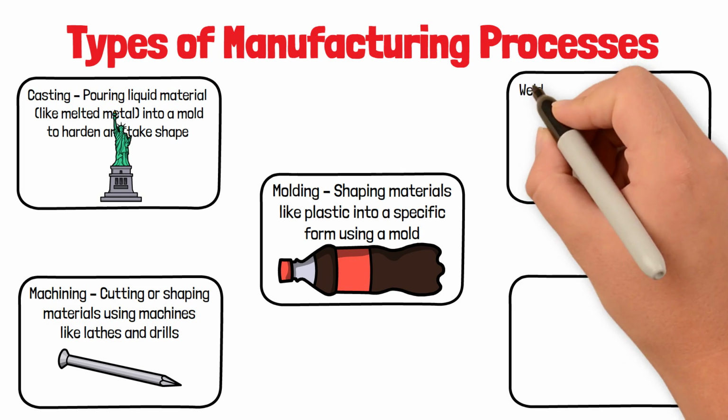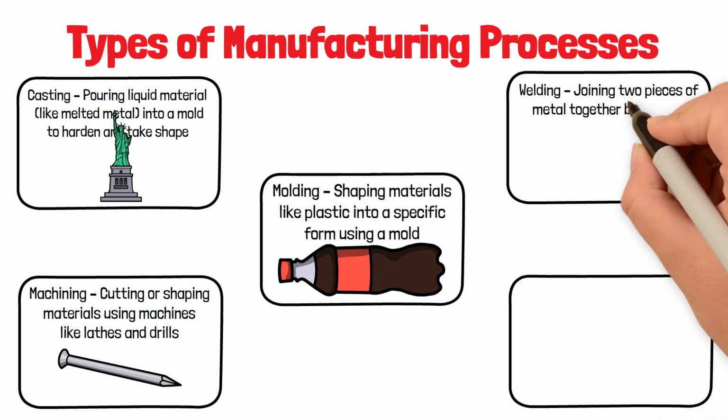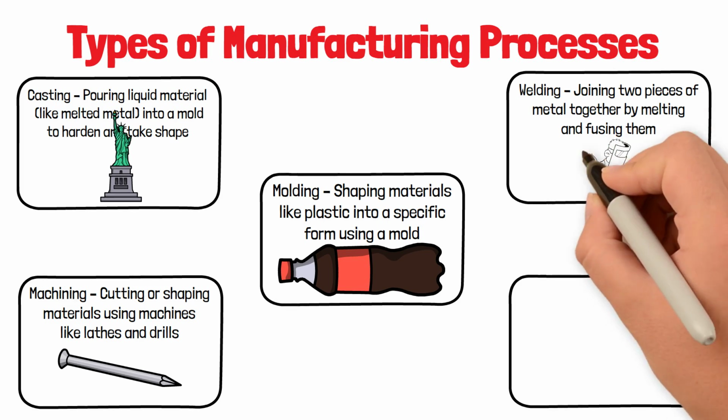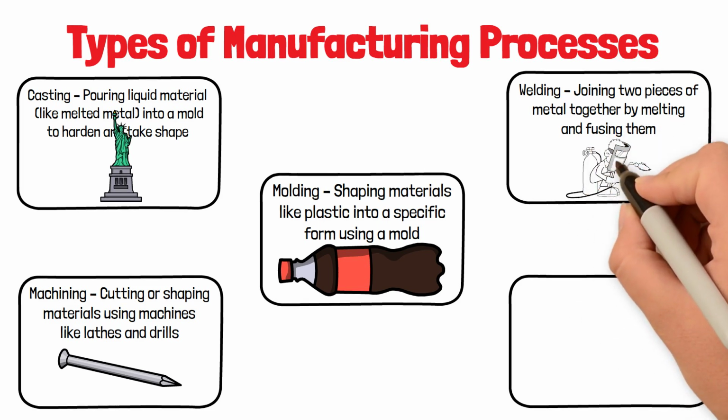Welding: joining two pieces of metal together by melting and fusing them. Example, making cars. Welding joins parts of the car together to form one solid piece.